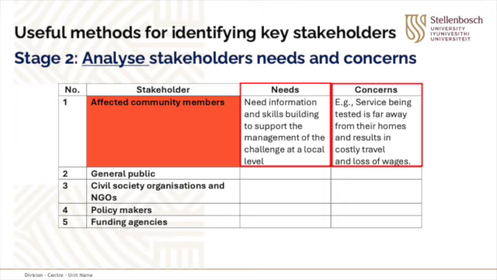So again, if we take affected community members as our first group of stakeholders in a research study, what do they need? Well, they need information and they need skills building to support the management of the challenge at local level. And what are their concerns? Their concerns are that the service that's being tested perhaps is far away from their homes, and as a result, could result in costly travel and loss of wages.